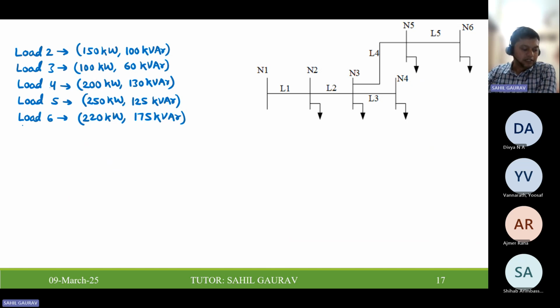So let us find the load current at node 2. So IL2, load current at node 2, is P2 minus jQ2 upon V2 conjugate. So here all the initial values in the question, we have to take as 1 at the angle of 0.